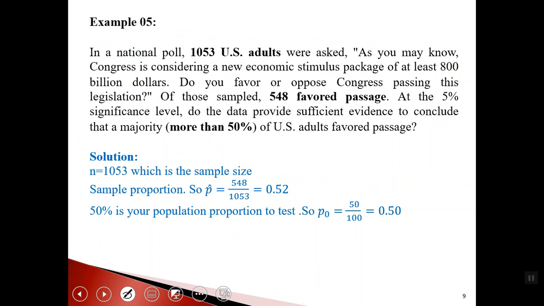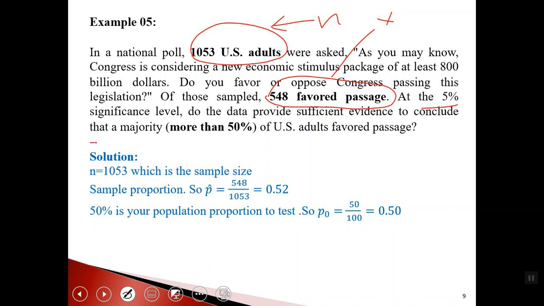In a national poll of US adults, this much is the sample size. They asked about this one, and they got 548 who favored passage. Here, they have given you the successes. How many successes? 548. So this is your X. At the 5% significance level.